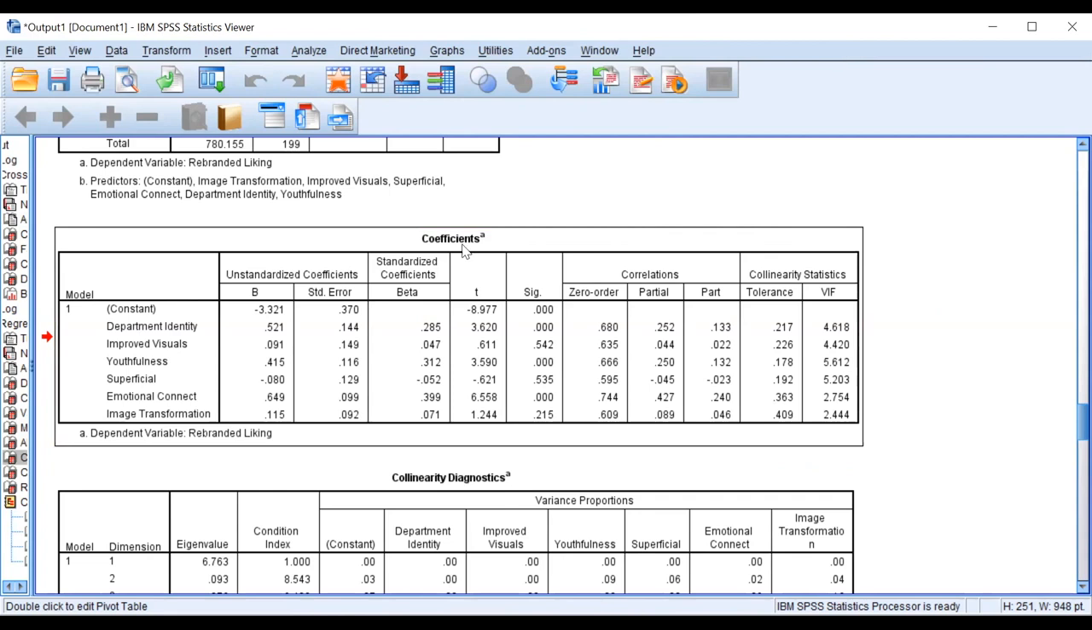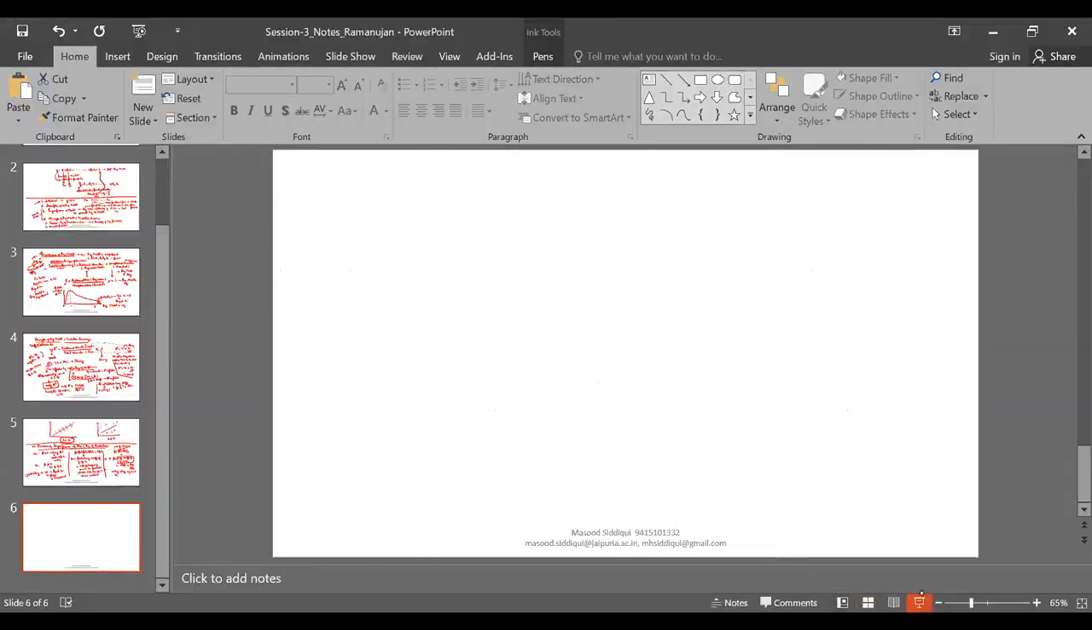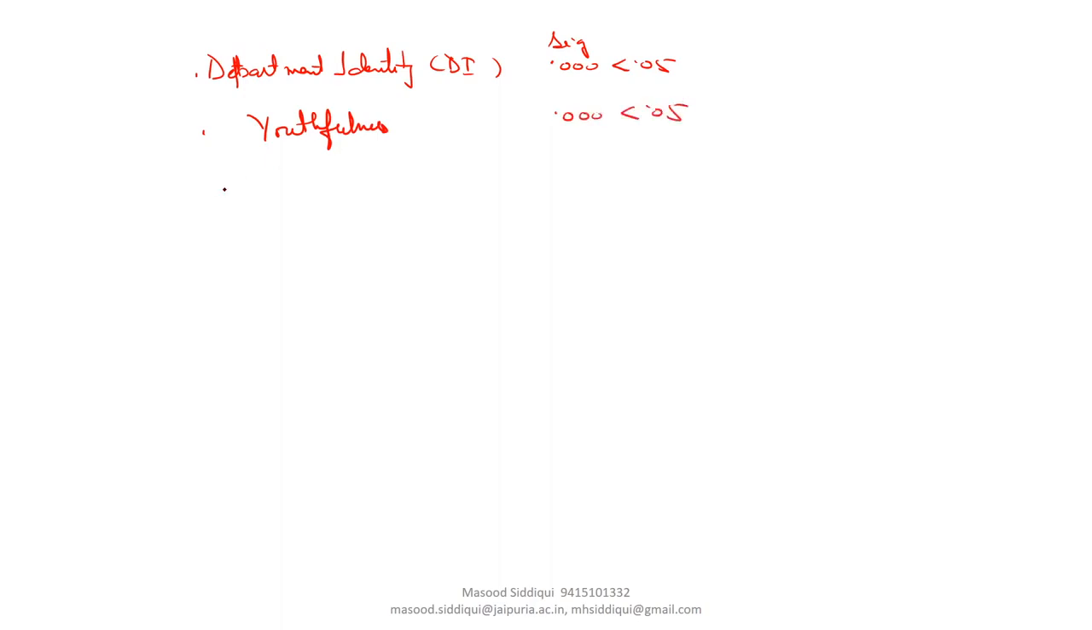Let us write the significant predictors. The first one is departmental identity, DI, because its p-value is 0.000, less than 0.05. So this is significant. The next is youthfulness. Here again the p-value is less than 0.05, so it is significant. Then the third one is emotional connect.